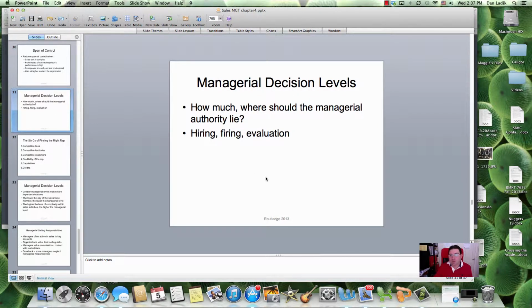So, the span of control looks at this from the salesperson's perspective, but now if we look at this from the manager's perspective, if we're thinking about a vertical, all right, who has the authority? Where's the authority? Is it only at the VP level, or does much of that get pushed down? Who's in charge of hiring, firing, and all the evaluation? Is it only at the VP level, or is it more at the district level?